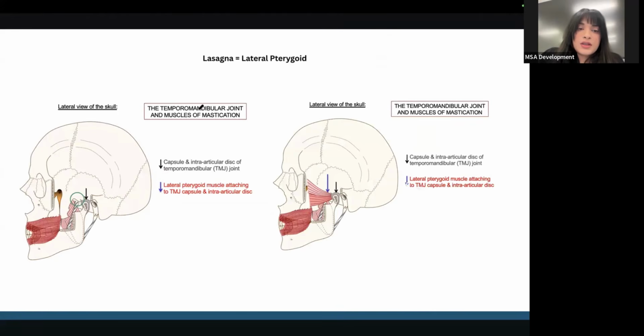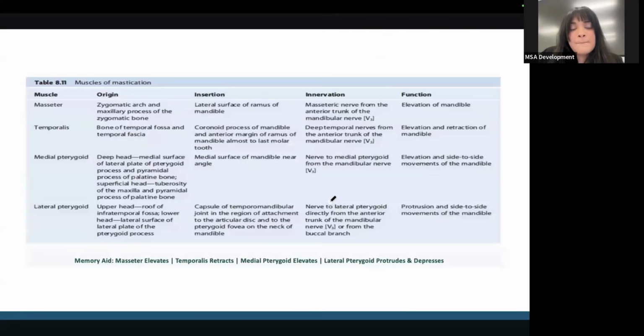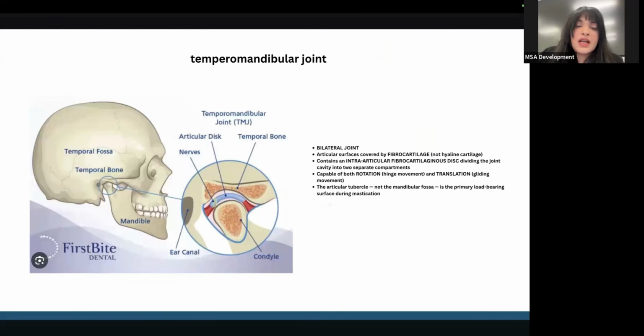This is just the lateral view of the skull. So you have the capsule and interarticular discs, this black arrow over here, and the blue arrow is the lateral pterygoid muscle attaching to the TMJ capsule and the interarticular disc. This is a summary. Now, for the temporomandibular joints, the TMJ, everyone's been talking about the TMJ.